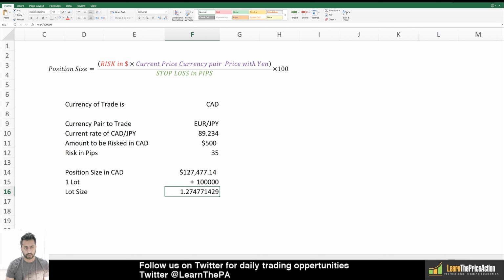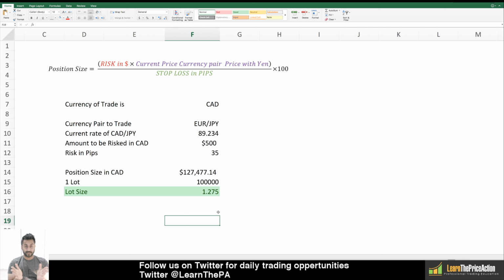There you go. So your lot size, to three decimal places, is this. So that's your lot size. That means if you're buying the pair, you would buy 1.275 lots if you want to risk $500 on a 35 pip stop loss on euro yen.